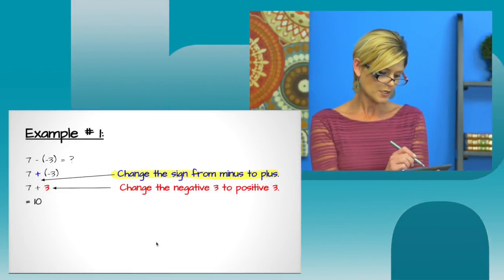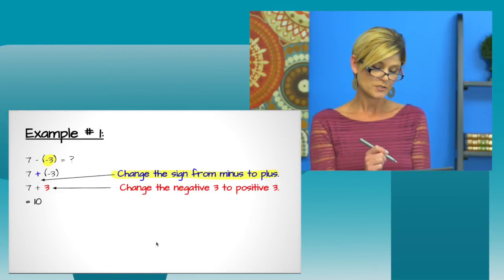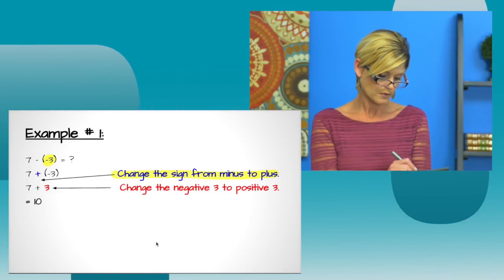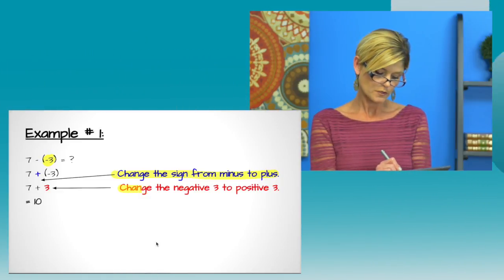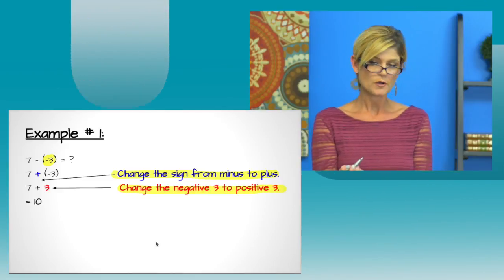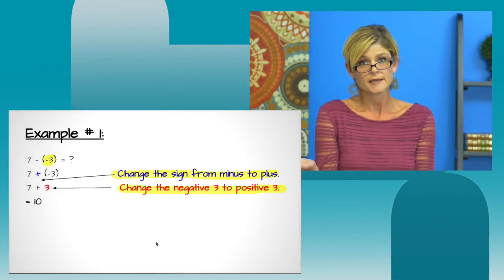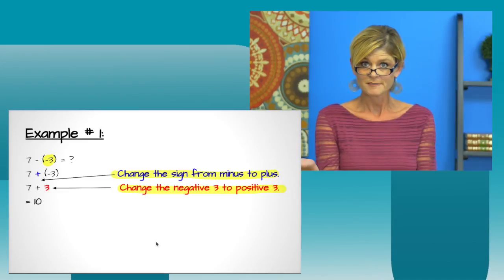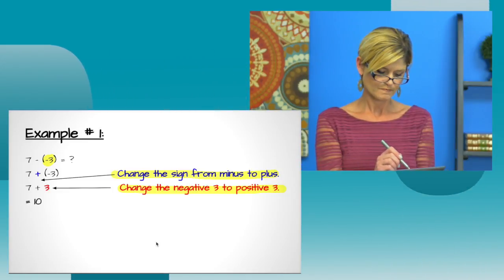So what was our number? Oh yeah, it was negative 3. So we're going to change it to a positive 3. That's also pretty simple. Change the negative 3 to a positive 3, and then we simply add. 7 plus 3 is 10. Let's try another one.